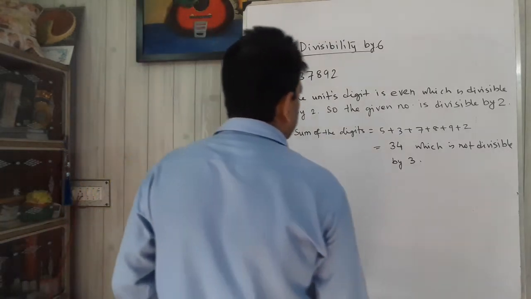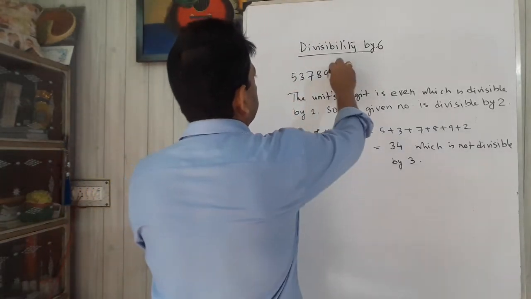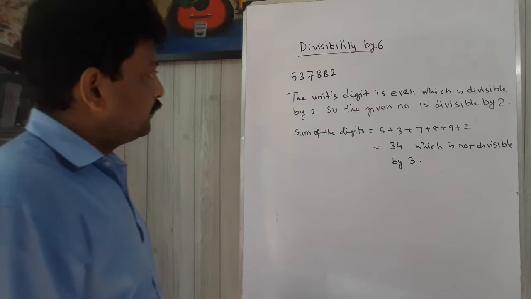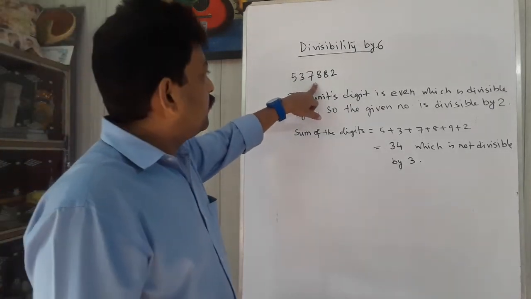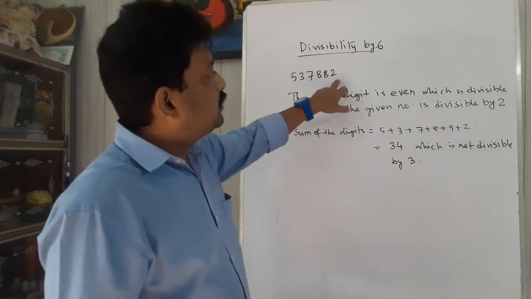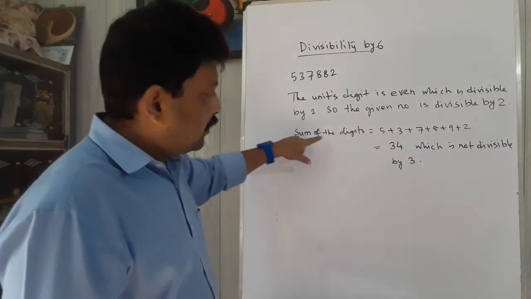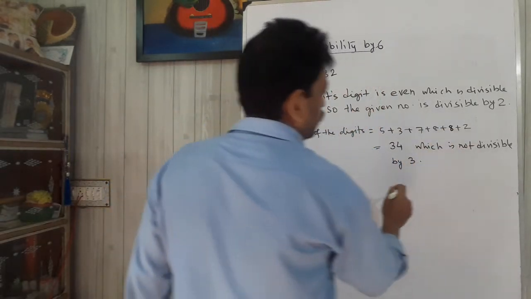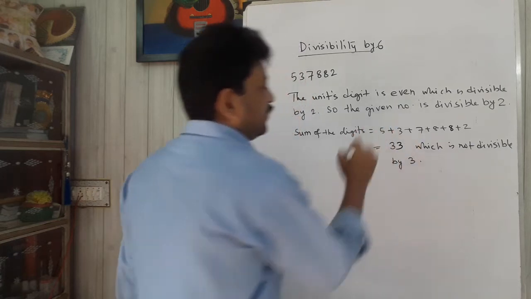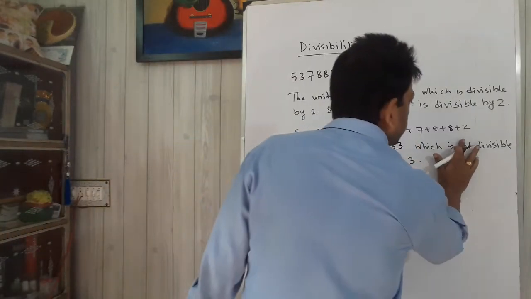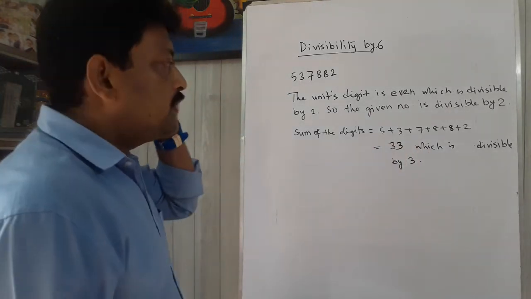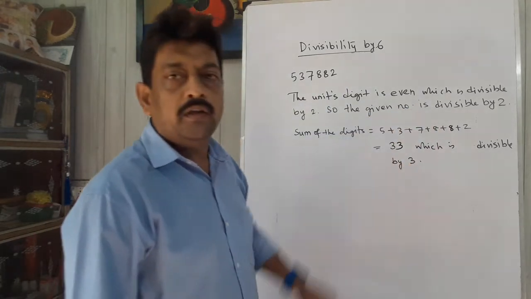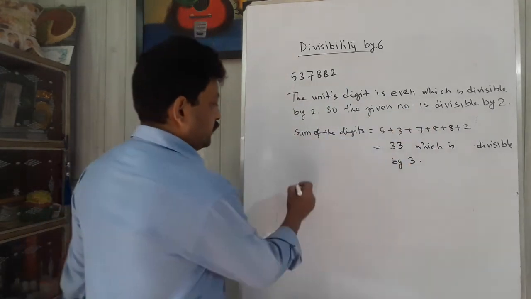Now let me change the number. Okay. Let me change this number. Now you can see the unit digit is even, which is divisible by 2. Now let us check the sum of the digits. So here in place of 9, it will be 8. So our sum will be 33, which is divisible by 3. 33 is divisible by 3. Now we can say that this given number is divisible both by 2 and 3. Therefore, it will be divisible by 6.